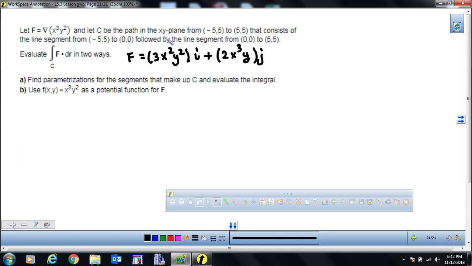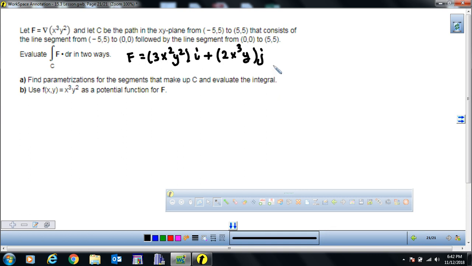Okay, and we want c to be the path in the xy plane from negative 5, 5 to 5, 5. That consists of the line segments from negative 5, 5 to 0, 0, followed by the line segment from 0, 0 to 5, 5. So we're going to evaluate this integral in two ways. Number one, find the parametrizations for the segments that make up C and evaluate the integral.